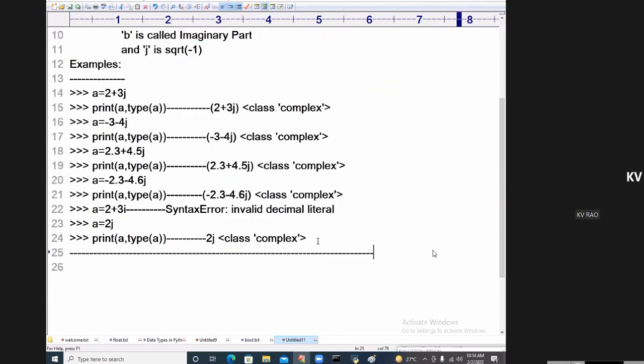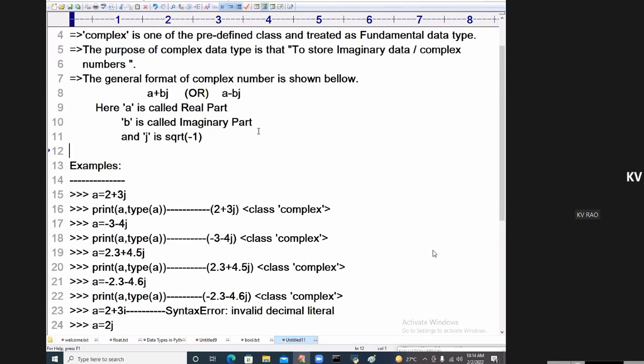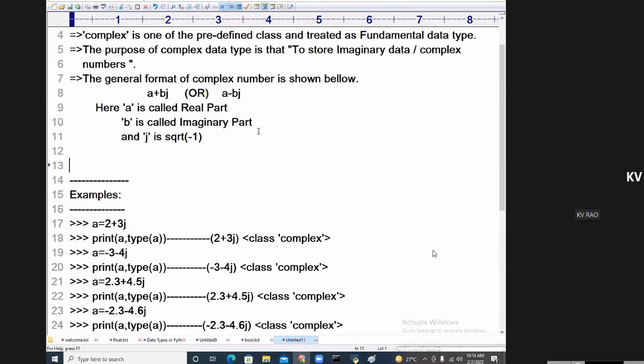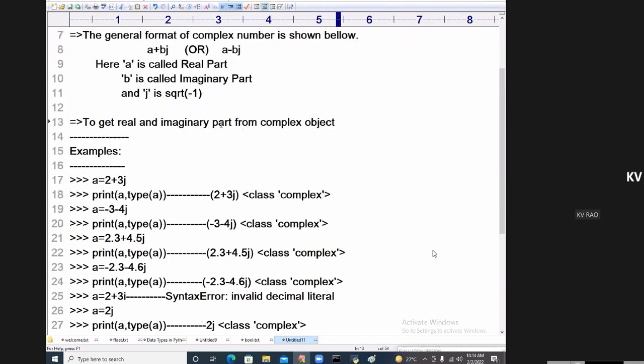Next, I'm going to say one small thing here. What I'm going to introduce here is how to get the real and imaginary parts from a complex number, from a complex object. To get them, we use two predefined attributes.